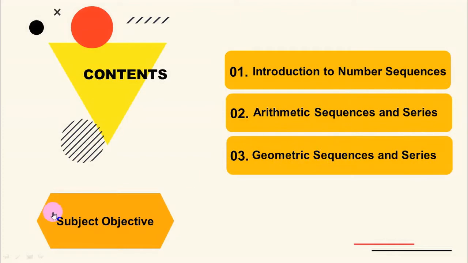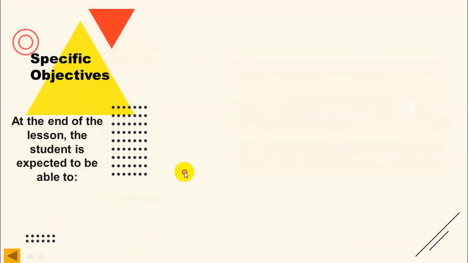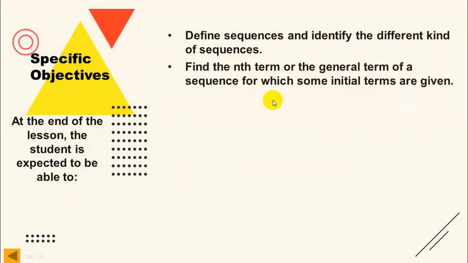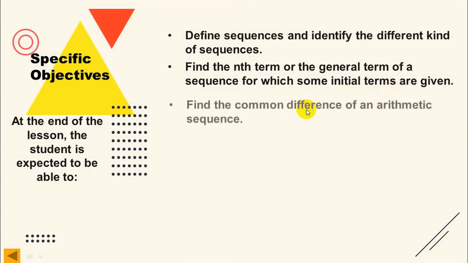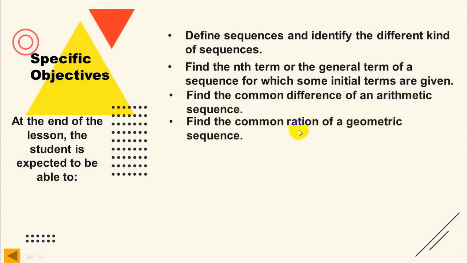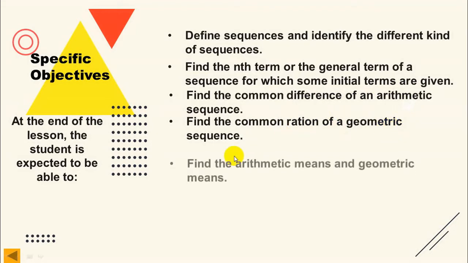But before that, you need to know what our subject objectives are. So at the end of the lesson, you will be able to define sequence and identify the different kinds of sequence. The second is find the nth term or the general term of a sequence for which some initial terms are given. The third, find the common difference of an arithmetic sequence. The fourth, find the common ratio of a geometric sequence.